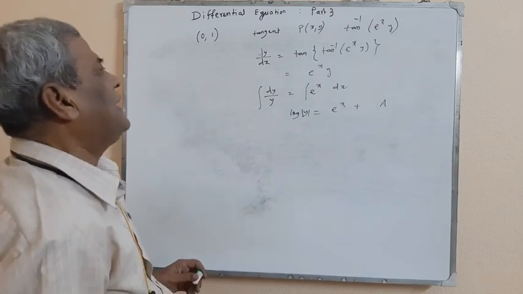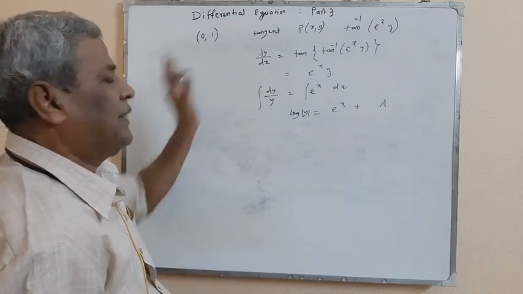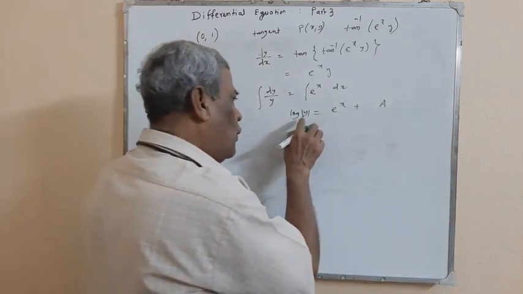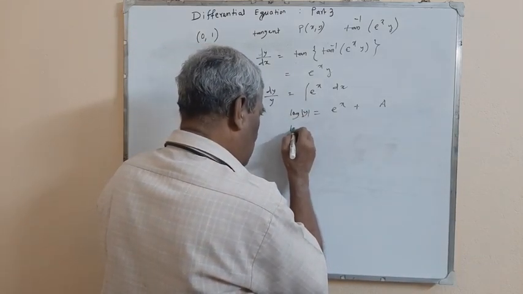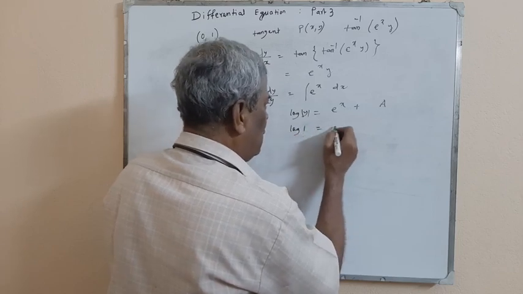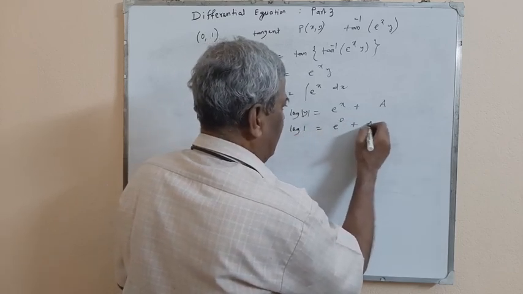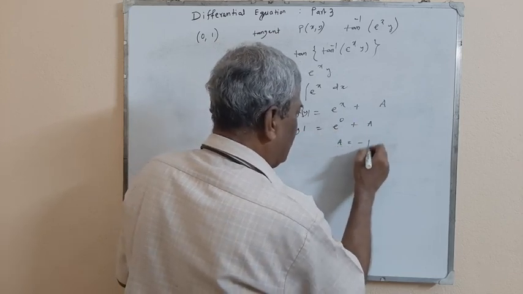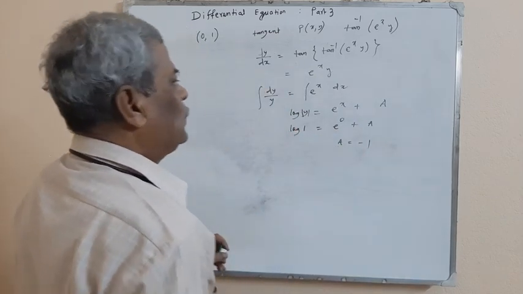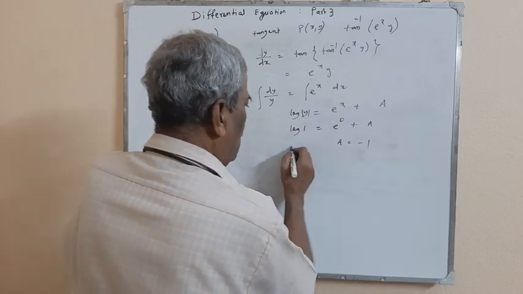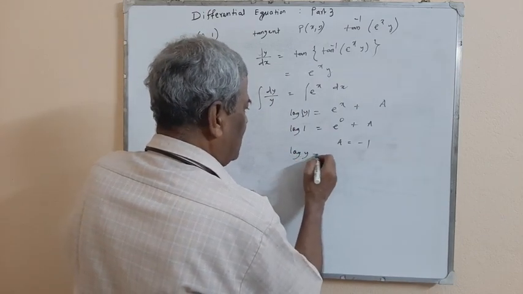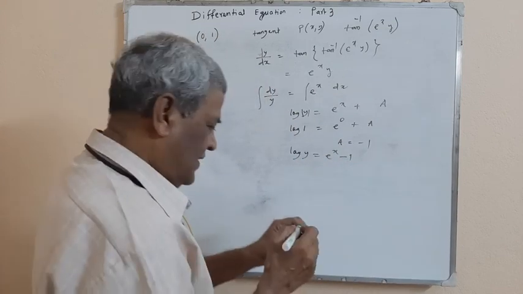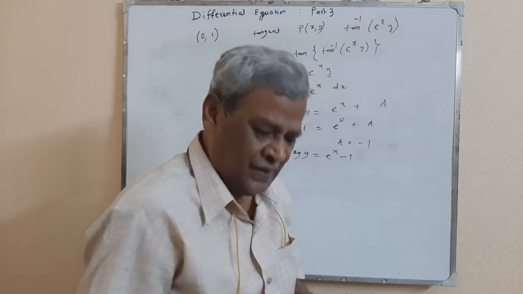Here also it is given that the curve passes through 0, 1. When x is equal to 0, y is equal to 1. So log of 1 is equal to e to the power 0 plus a. Log 1 is 0, e to the power 0 is 1, so a is equal to minus 1. So the equation is log y is equal to e to the power x minus 1. That is the answer.